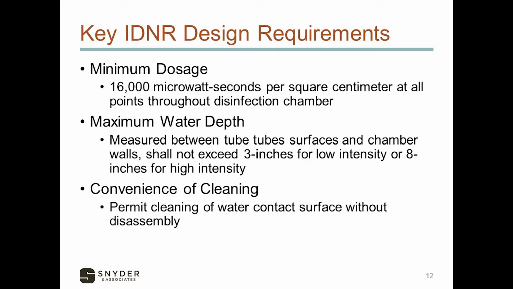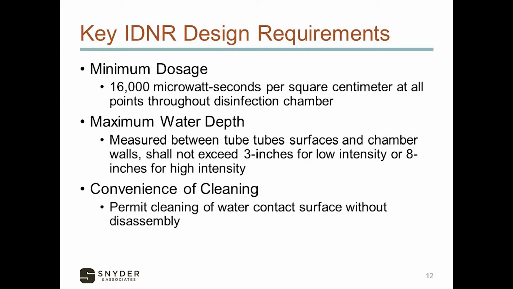Most manufacturers would agree with number two. The maximum water depth in the chamber between tube surfaces shall not be greater than 3 inches for low intensity units, 8 inches for high. Again, the different states have somewhat different standards, but this is kind of an industry-wide thing. The key items I kind of picked out of the Iowa DNR standard: the unit will be designed to permit frequent mechanical, chemical, or ultrasonic cleaning of the water contact surface of the jacket without assembly of the unit.